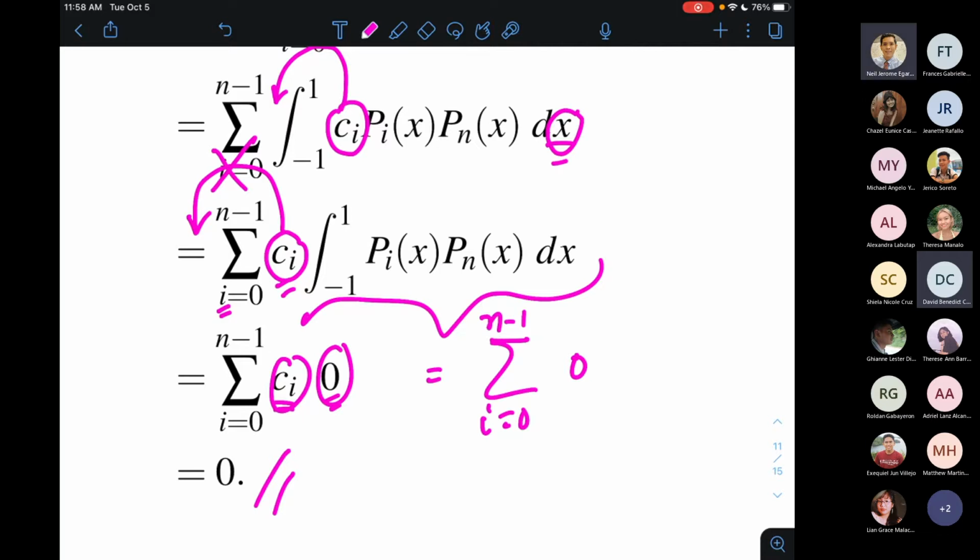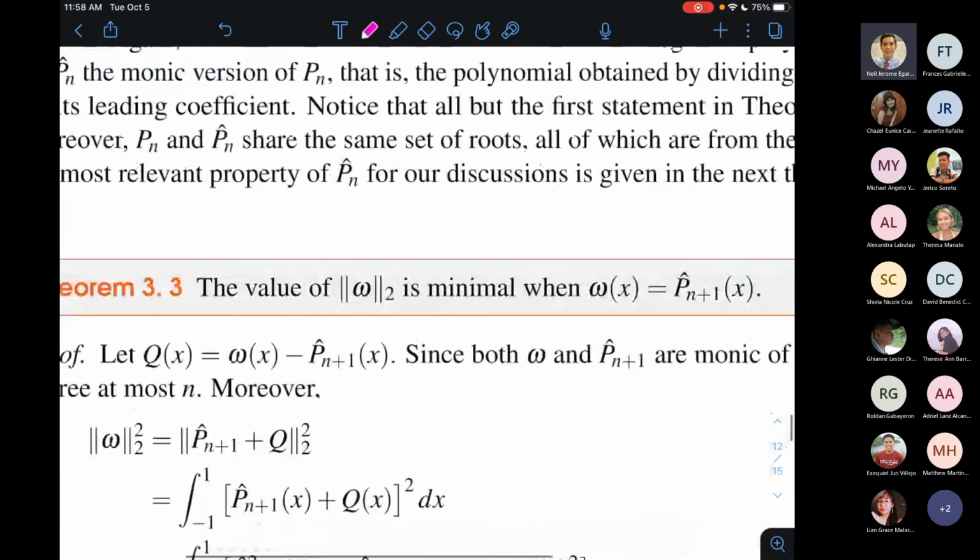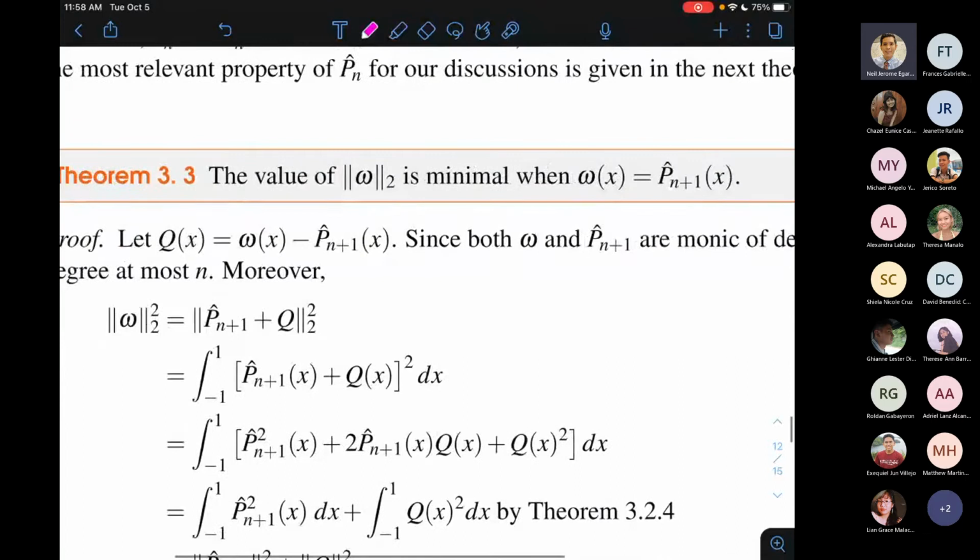All right. You're welcome. Now, let's see the main result. Here's the main result. Ang L2 norm daw ni omega ay nami-minimize kapag si omega ay equal sa p hat sub n plus 1. Now, hold on, guys.